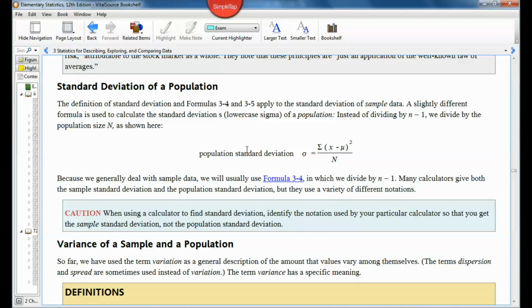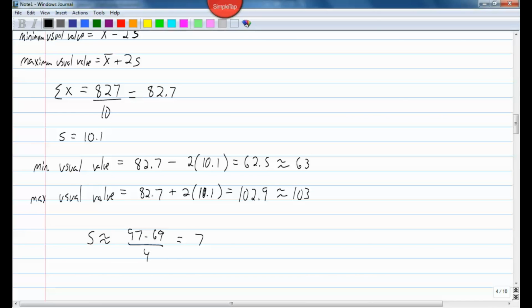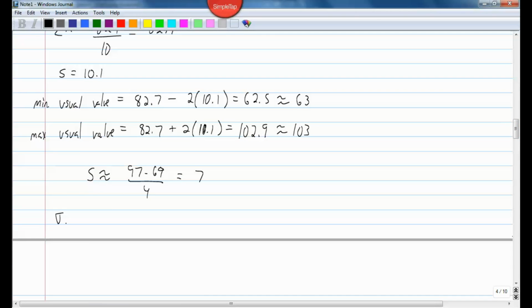All right, population standard deviation. The only difference is, instead of dividing by n minus 1, we have just n. That would be the total population. Most of the time we don't calculate population standard deviation. It's given to us. The symbol that we use is a lowercase sigma. And we do use population standard deviation a lot. We just rarely calculate it. It's usually given. Okay?